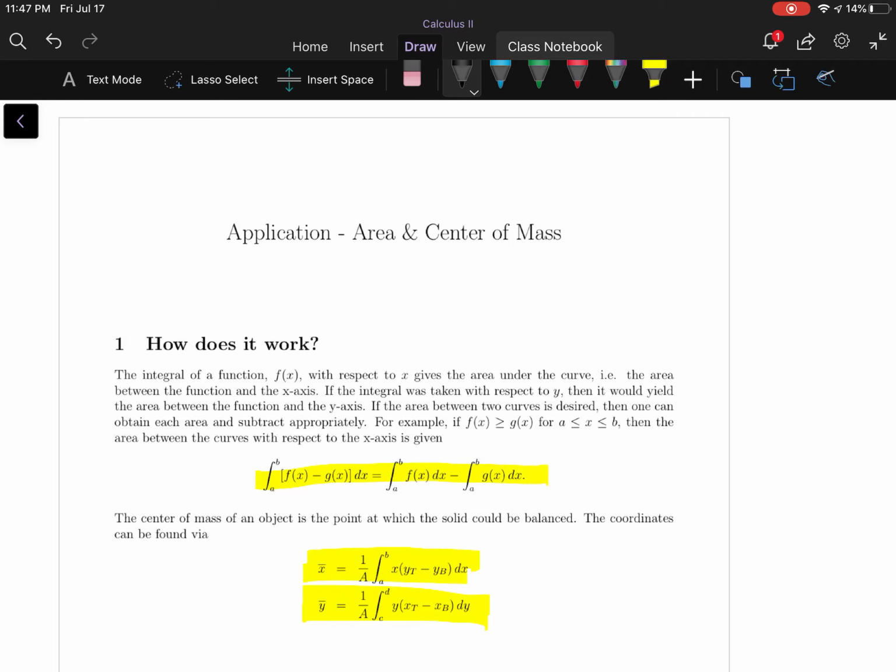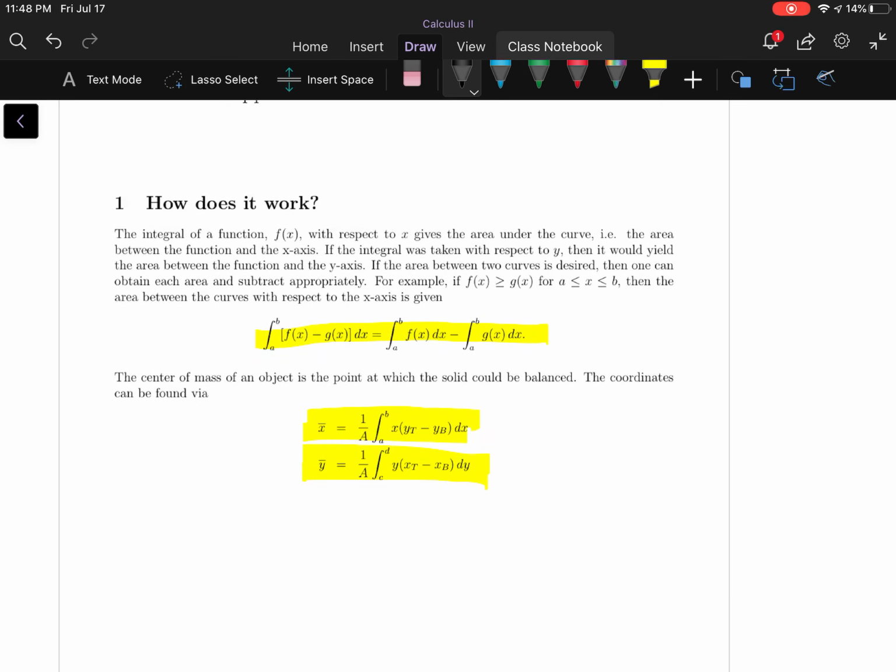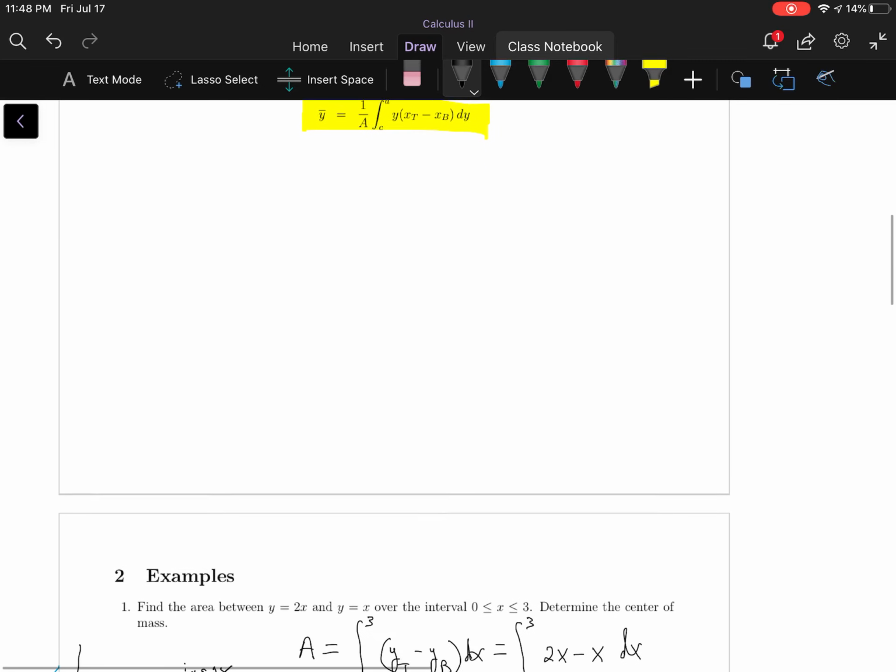You should read this first page at your leisure. The highlighted parts correspond to how you integrate, and in particular, area is the integral of the area under the curve between a and b. The first highlighted part is if you were finding the area between two curves, f and g. The second and third highlighted parts correspond to the x and y coordinates of the center of mass of an object formed by two curves. So let's jump right into it and start doing some examples.